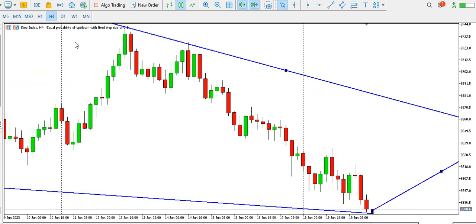On the 4-hour time frame, step index is obviously bearish, and we can see where the bears are coming in. Bears keep coming in, and then you can see price breaking structures to the downside. So we expect price to kind of retrace for now before dropping. That's for step index. Let's take a look at boom and crash.